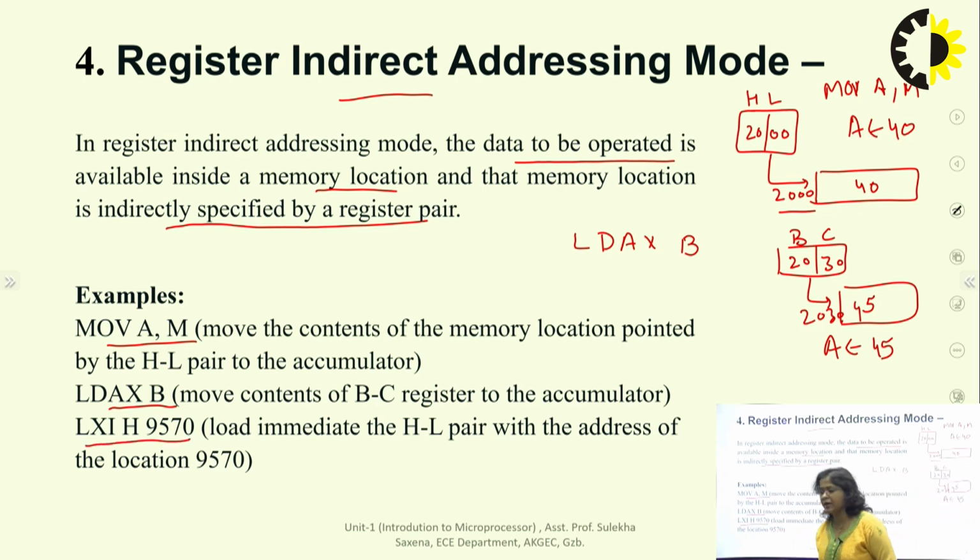Also, to copy a value to the HL pair, we write LXI H, 9570. This instruction will load 9570 immediately into HL, and this HL will work as a memory pointer, that is, memory location 9570 will be selected. So these are all the instructions of indirect addressing mode. In indirect addressing mode, again I am telling that the memory location is not directly specified in the instruction. Rather, the memory location is specified in a register pair, and this register pair is specified in the instruction, so it is called indirect addressing mode. And as only registers are specified in the instruction, the size of the instruction will always be 1 byte.